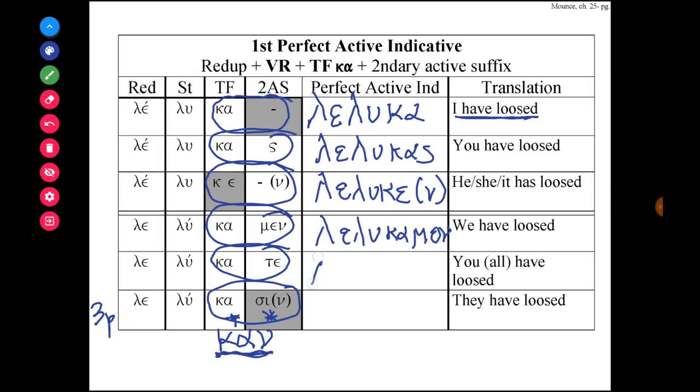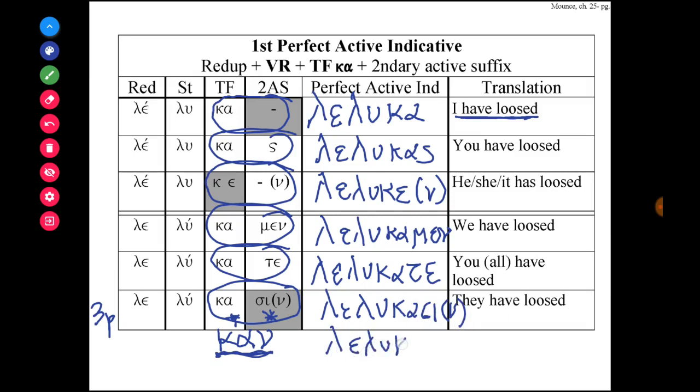You all have loosed is lelukate. And they have loosed is lelukasi, or sin, but sometimes again you do see lelukan as a third person plural, and that's they have loosed. So let's say these forms for the first perfect active indicative. Ready? 1, 2, 3. Leluka, lelukas, leluke, lelukamen, lelukate, lelukasi, and also lelukan.